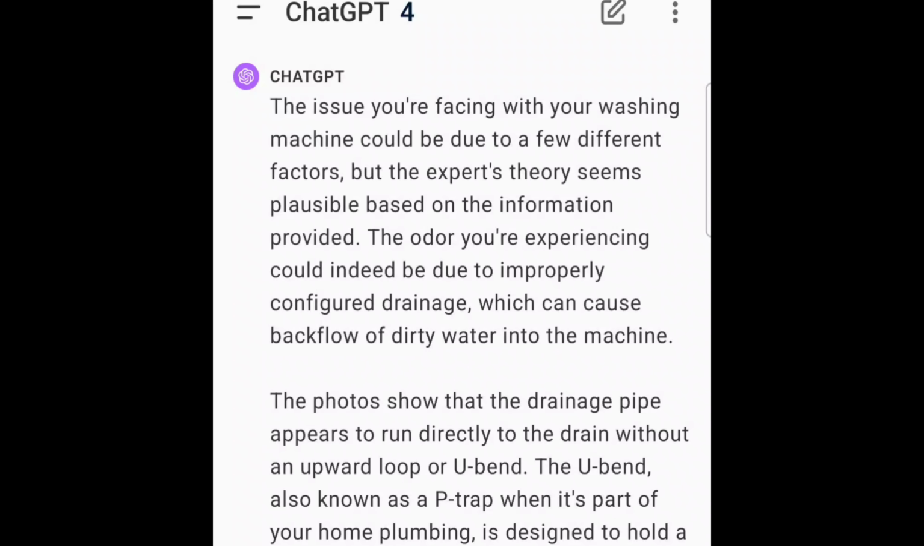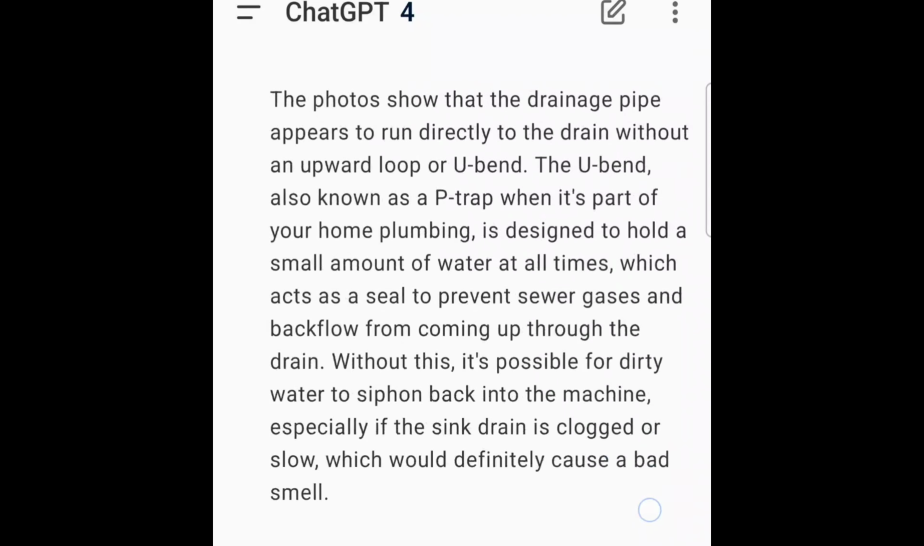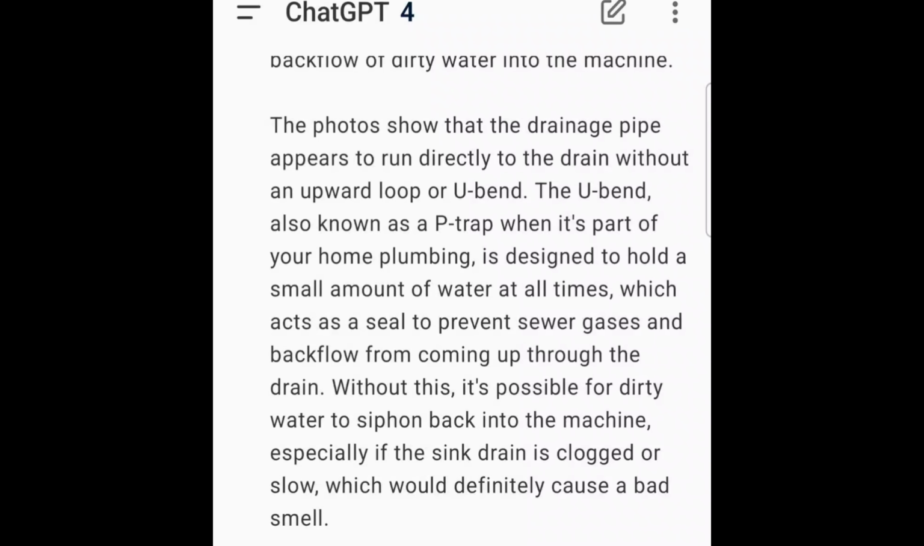The issue you're facing with your washing machine could be due to a few different factors, but the expert's theory seems plausible based on the information provided. The odor you're experiencing could indeed be due to improperly configured drainage, which can cause backflow of dirty water into the machine. Look at this part, guys. This is insane. It understood the entire thing. The photos show that the drainage pipe appears to run directly to the drainage without an upward loop or U-bend. The U-bend, also known as a P-trap, I had no idea what that is.